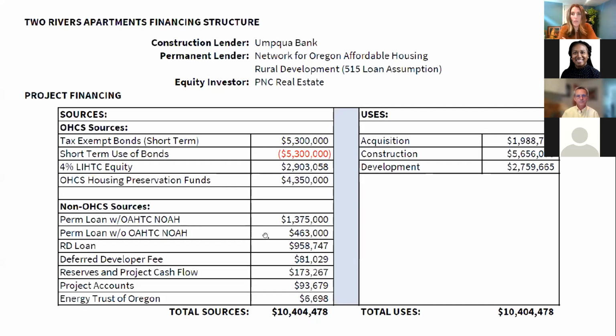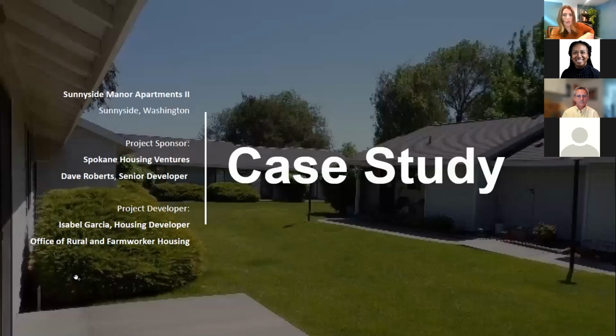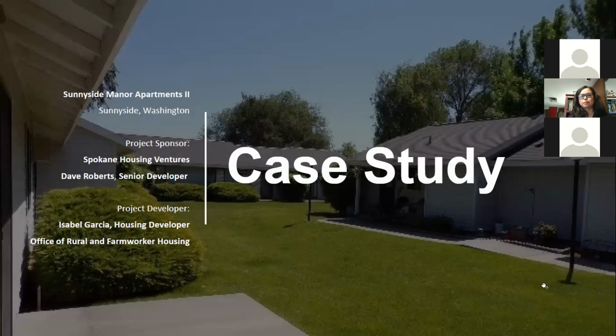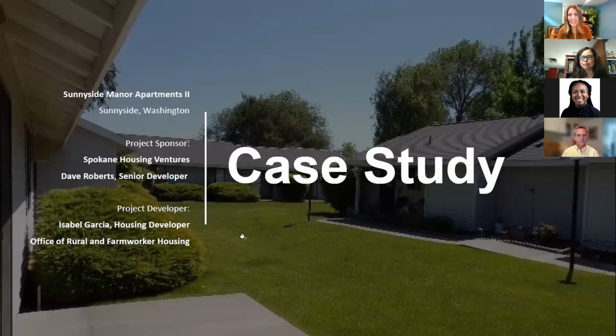And now we're going to move on to our conversations with partners in Washington State. Adrienne is adjusting slides right now. And we will talk with the team from ORF. So Isabel is joining us from ORF, and ORF is the Office of Rural and Farm Worker Housing. It's located in Washington State. And Isabel is going to help talk us through, I believe you're talking about Sunnyside Manor, Isabel, is that correct? Correct, yes. Okay, fantastic. The floor is yours.